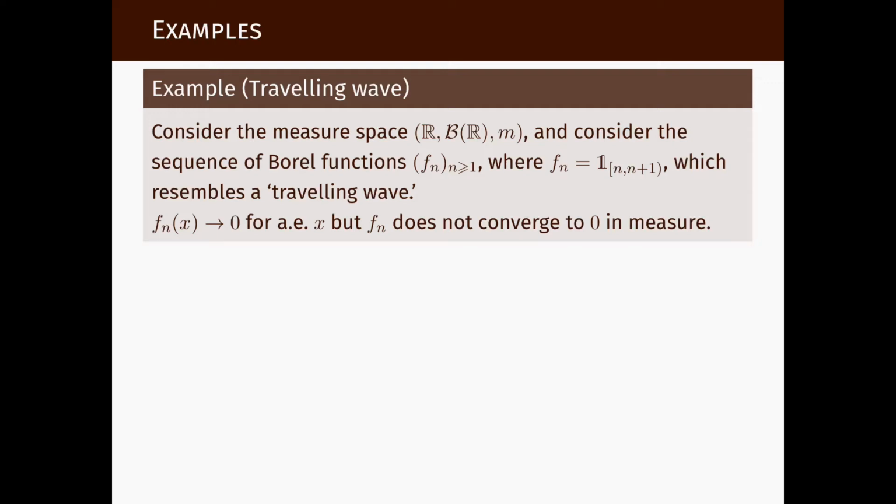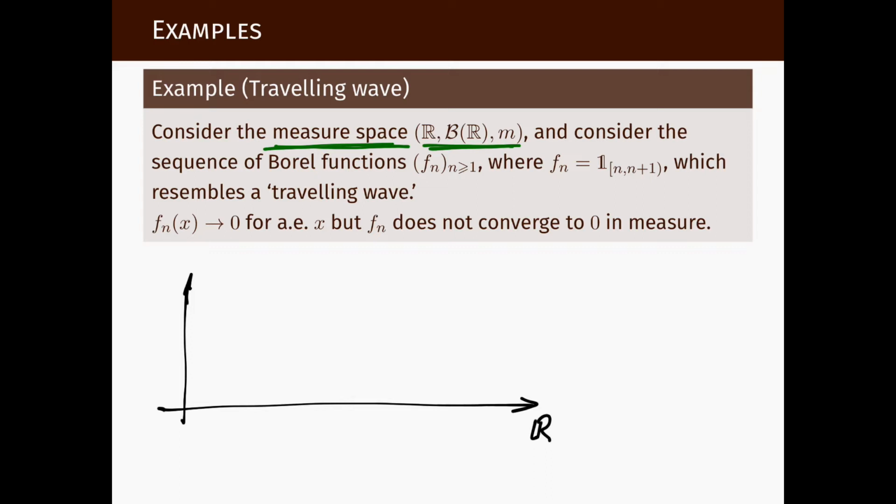Now here's an example of a sequence of functions that converge almost everywhere, but not in measure. So we consider the measure space now to be the whole real line, not just the interval like we did before. And the functions we're going to consider look like this. Here's the set of real numbers, and for each n, the function is something that looks like this.